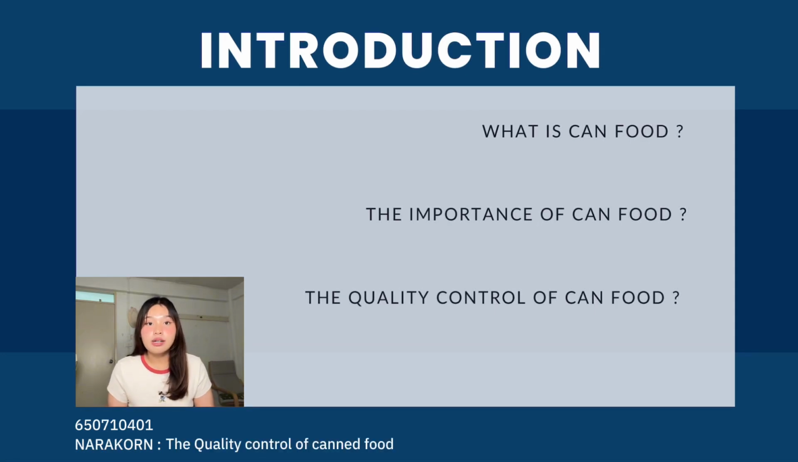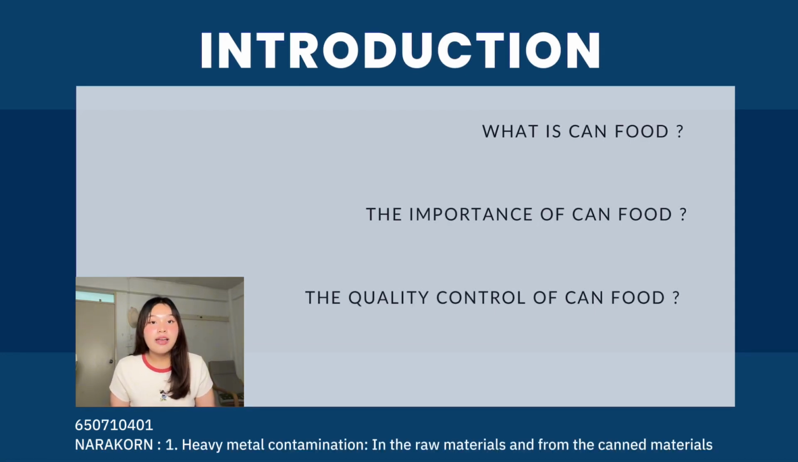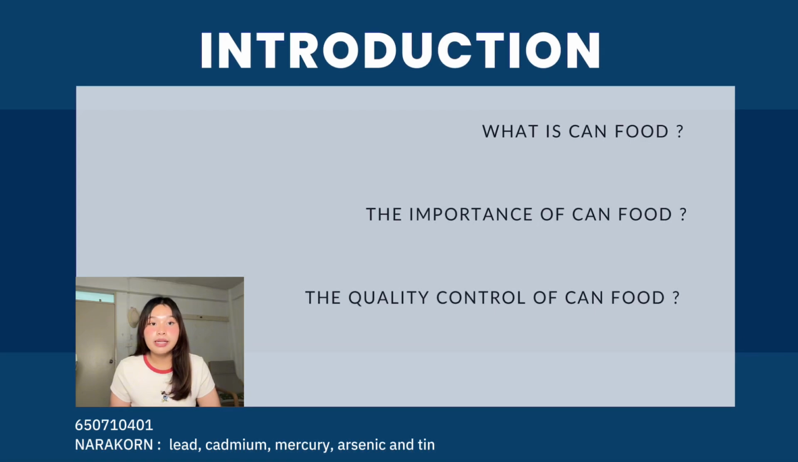The quality control of canned food. First, heavy metal contamination in raw materials for canned food, such as lead, cadmium, mercury, arsenic, and tin that are mixed with raw material, will be examined. Second, check the qualities of the can, including the coating inside the can, such as epoxy resin, polyester coating, and BPA-free coating, tin plate, tin-free steel, and aluminum in can bodies.